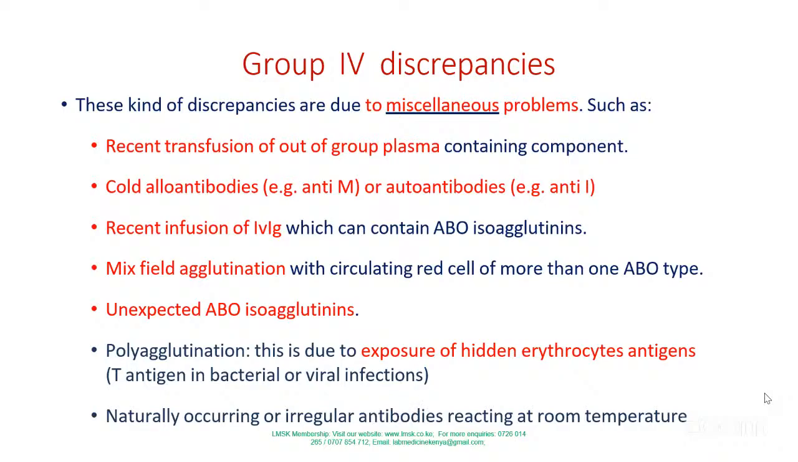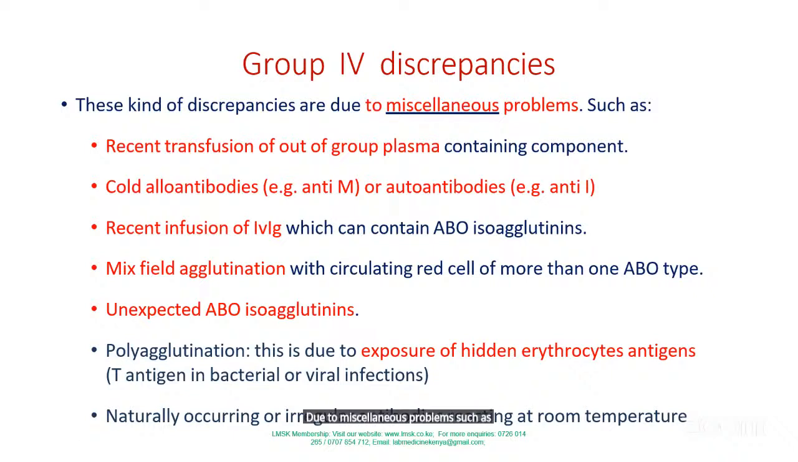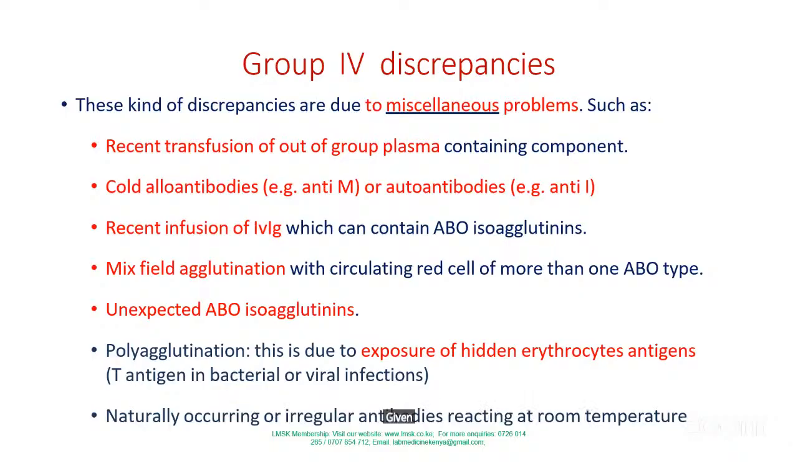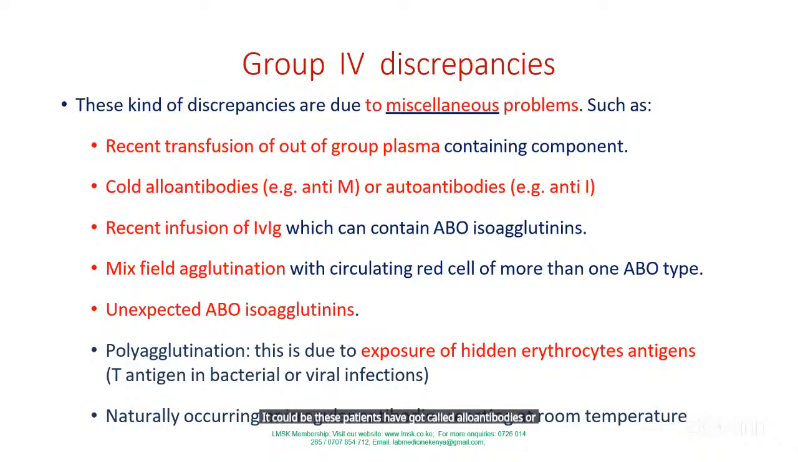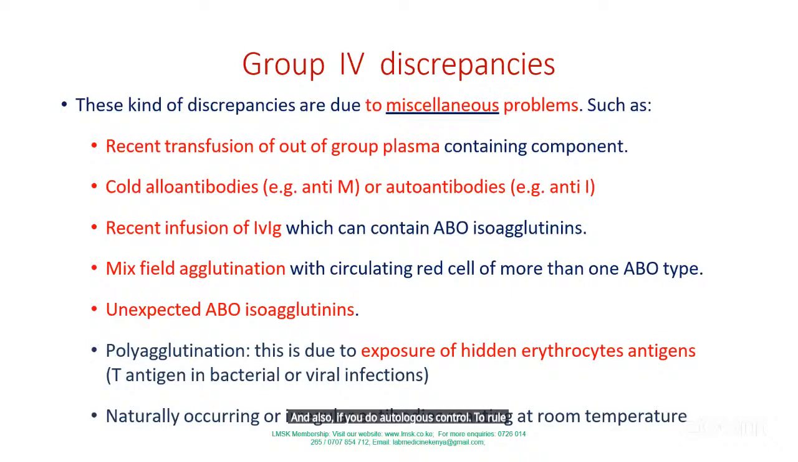So finally, this is the last group of the discrepancies, and that is group 4 discrepancy. It is due to miscellaneous problems, such as the patient could be having a recent transfusion of out-of-group plasma, as we had given an example with the case of a B receiving O cells, and so therefore you are seeing a mixed field agglutination, a weak reaction and a mixed field agglutination. And then on your reverse, you are seeing very strong reactions. It could be these patients have got cold alloantibodies or autoantibodies. So if it is cold, you do the serum testing at 4 degrees Celsius just to rule out. And also you do an autologous control to rule out autoantibodies. The autologous control is where you incubate the patient serum with their own cells.